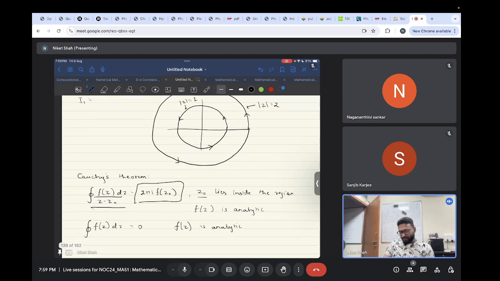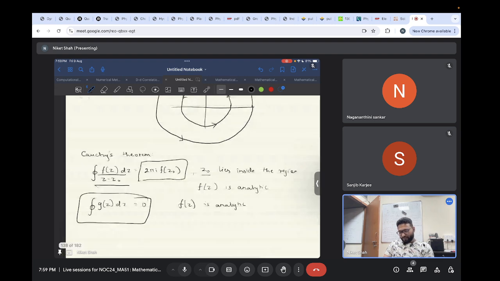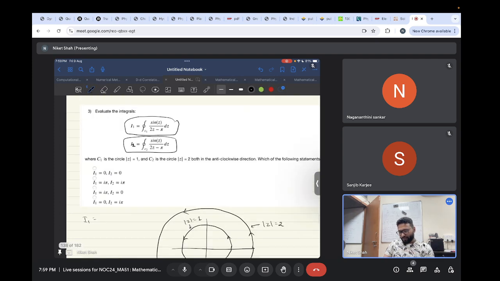Here, I'm including the z minus z0 part inside f of z itself for the second one. Let me write g of z, which is f of z upon z minus z0. But in this contour, z0 is not inside the region covered by the contour. So in that case, it will always give me 0. That's the only thing to be used in this problem.